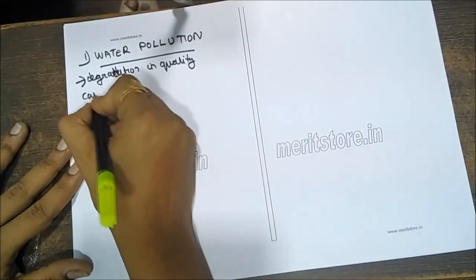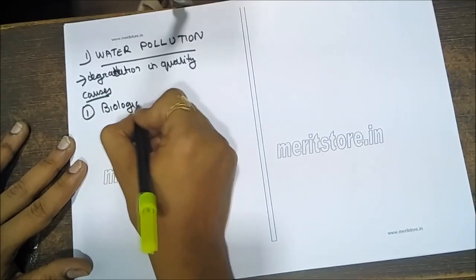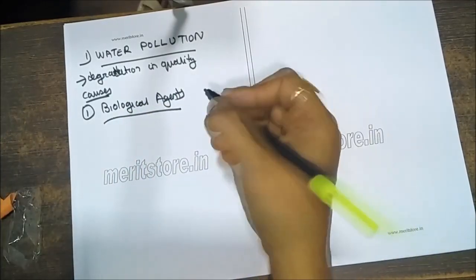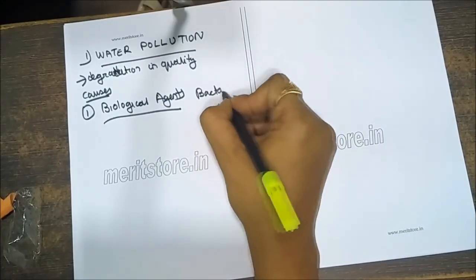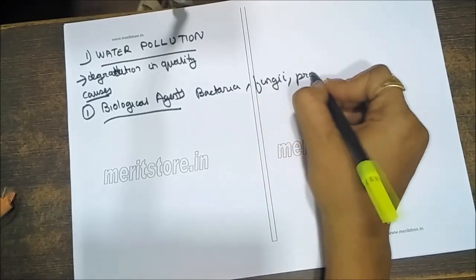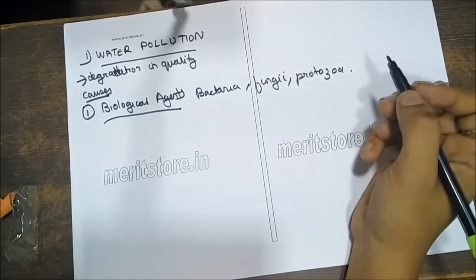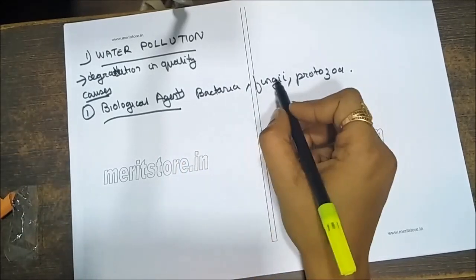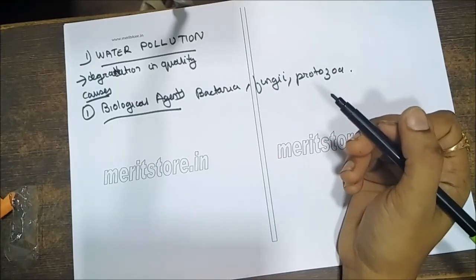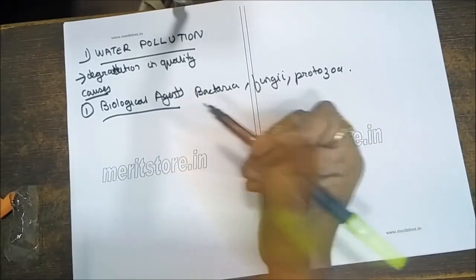Okay. So let's directly move on to causes. The first cause would be biological agents. By biological agents we mean bacteria, fungi and protozoa. Alright, and it also includes human sewage, because these parasites are present in human sewage, animal and plant waste, decaying organic matter, etc. All of these cause degradation in the quality of water.